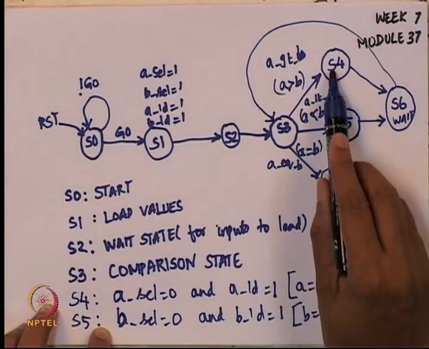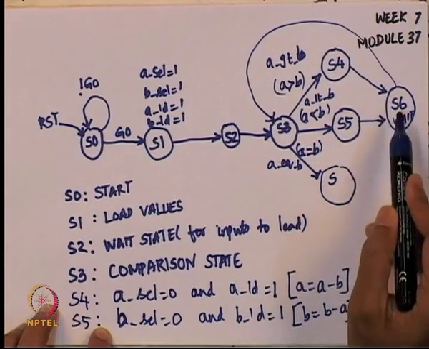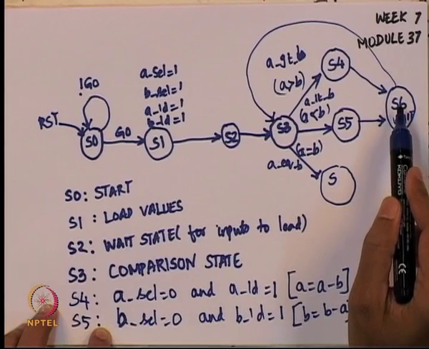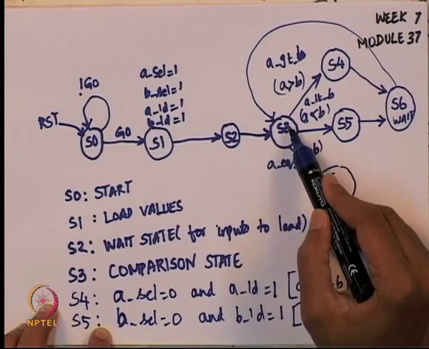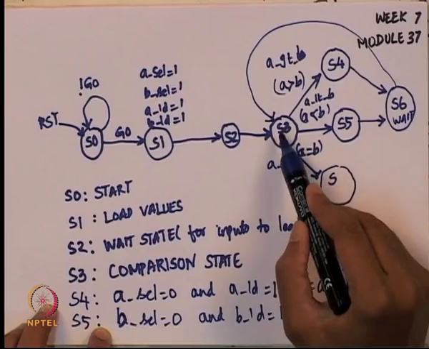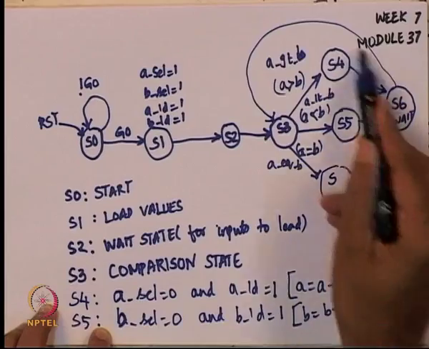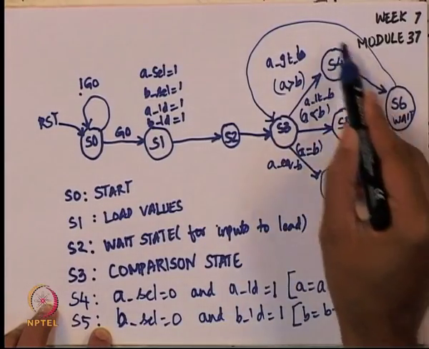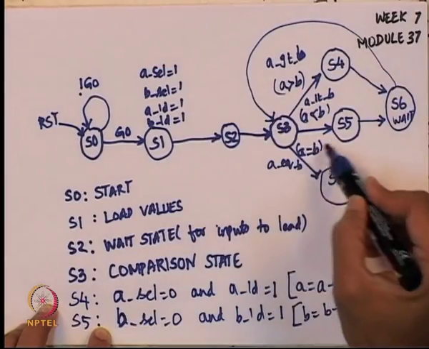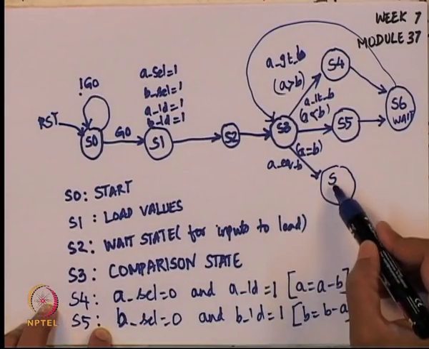At S4 and S5 we know the results of the comparison. At S6 we let the registers take the corresponding values, so that in the next cycle they go into the register. And at S3 it is a comparison state, we are ready to compare once more. So, this gives us the while loop. The while loop is while a is not equal to b. So, this part is taking care of while a is not equal to b, but if a is equal to b, that is the exit condition.